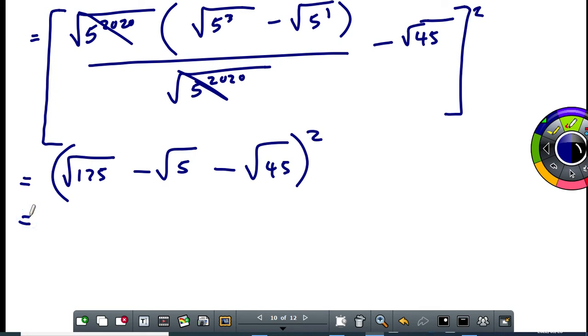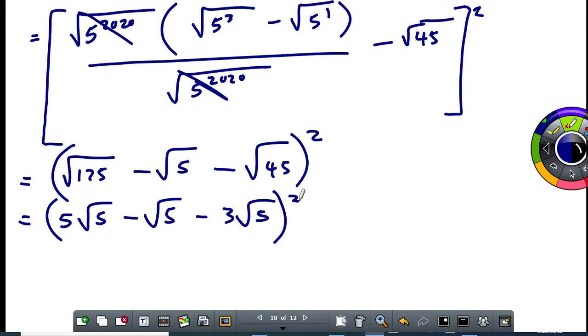Then 125 is the same as 25 times 5, so I can write that as 5 square root of 5. And because 45 here I can write as 9 times 5, that should be 5 square root of 5 minus square root of 5 minus 3 square root of 5. Are you following that? Sorry, I put a 2 by mistake there. It's supposed to be a 5.